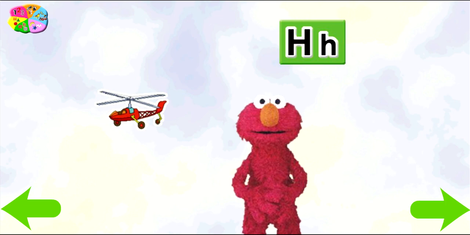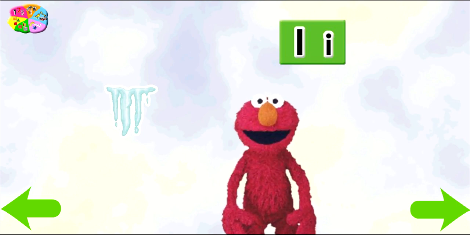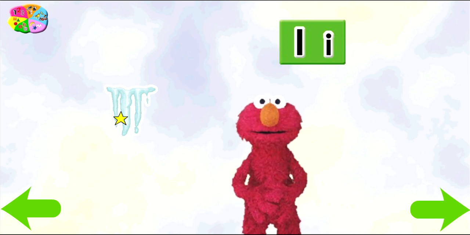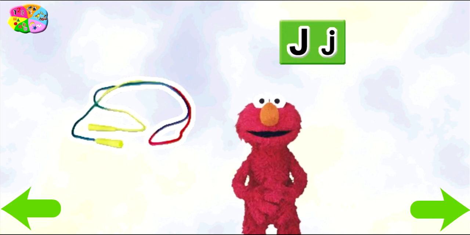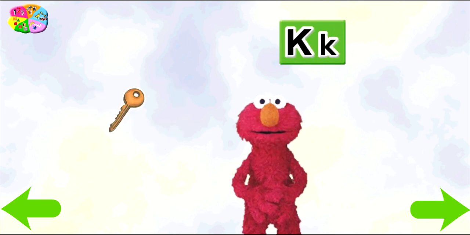H. This starts with the letter H. Helicopter. Helicopter. H. Ha. Helicopter. I. Oh, Elmo thought so. The next letter is I. Icicle. Icicle. I. Icicle. J. This starts with the letter J. Jump rope. Jump rope. J. J. Jump rope.